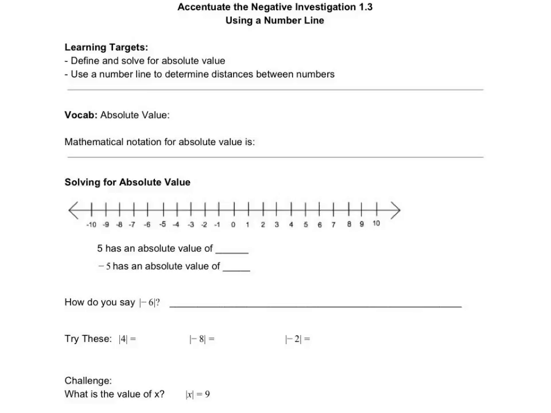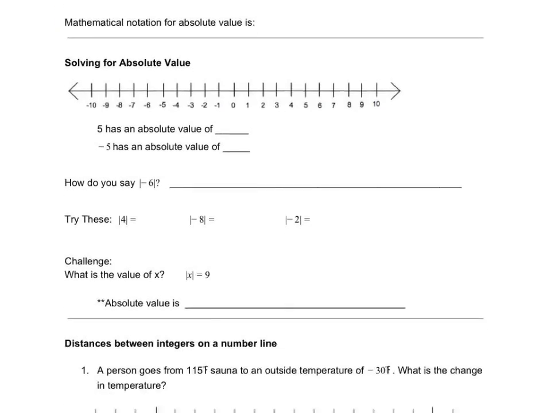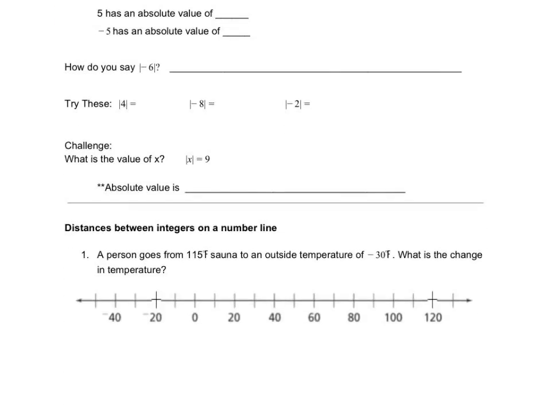This is your video for Accentuate the Negative Investigation 1.3, where there are two learning targets. One is to define and solve for absolute value, and the second is to use a number line to determine distances between numbers. The previous video would have given you the information for absolute value, how to notate it, as well as how to solve it. So the first part of your note should already be completed. So this video, I need you to jump to distances between integers on a number line.